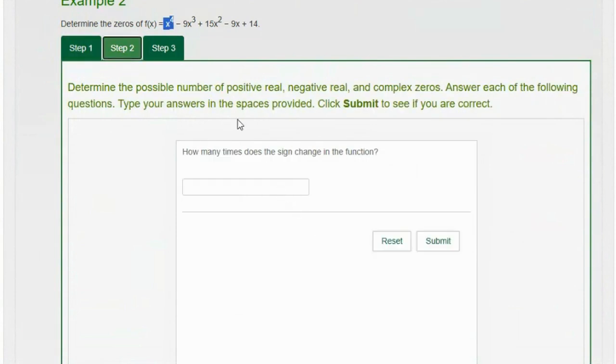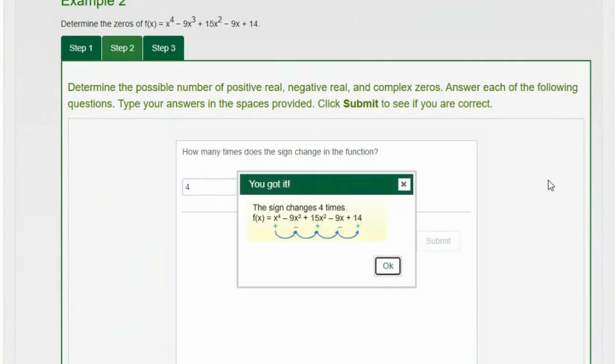To determine the possible number of real, negative, and complex zeros, if we look at this, it starts out as a positive x to the fourth. It changes to a negative, so there's a sign change. Goes back to a positive, there's a sign change. Goes back to a negative, there's a sign change. It goes back to a positive. So there are 4 sign changes. It changes 4 times. You got it.